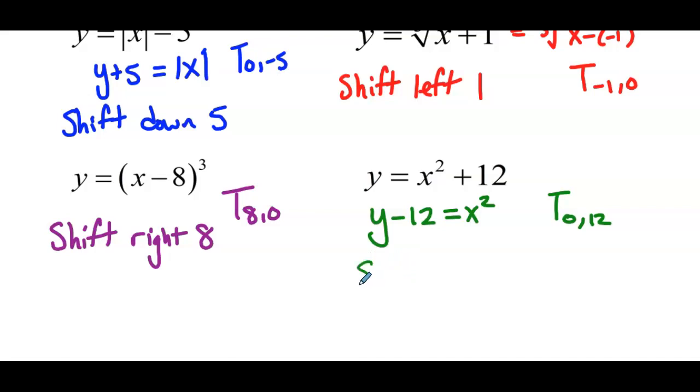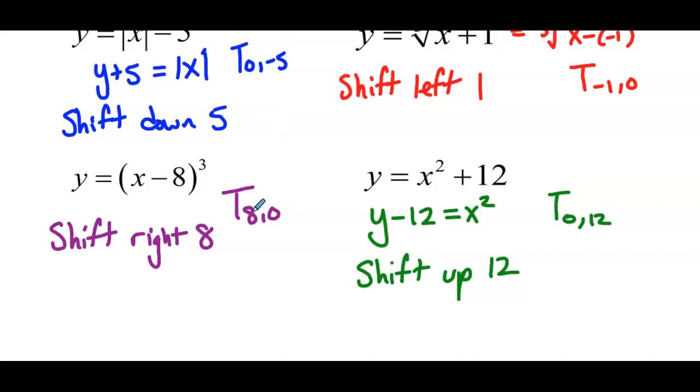So that means we're going to shift, let's see, if we add 12 to all the y values, that's going to move every point up. So shift up by 12. Okay, so individually, we've looked at down, up, left, and right in these 4 examples and were able to isolate them.